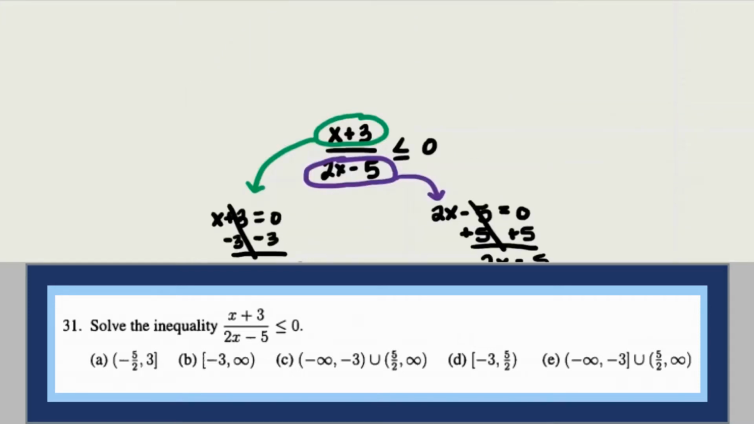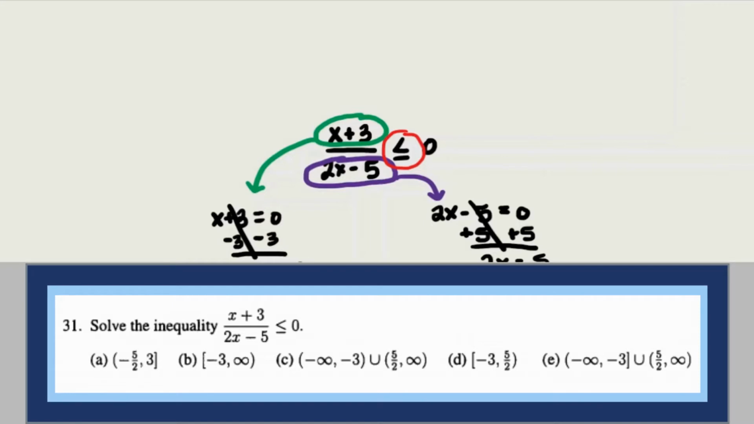I want you to notice the sign. So I'm going to circle the sign. If you look, our sign is a less than or equal to sign. Because it's a less than or equal to sign, we're going to be using closed holes. However, there's a catch.